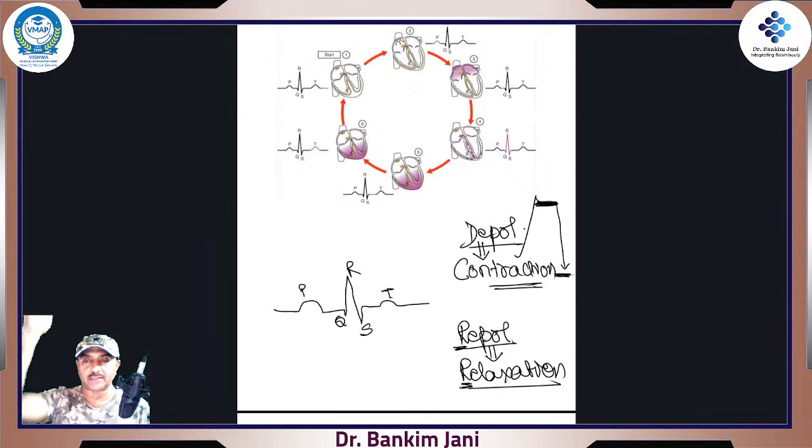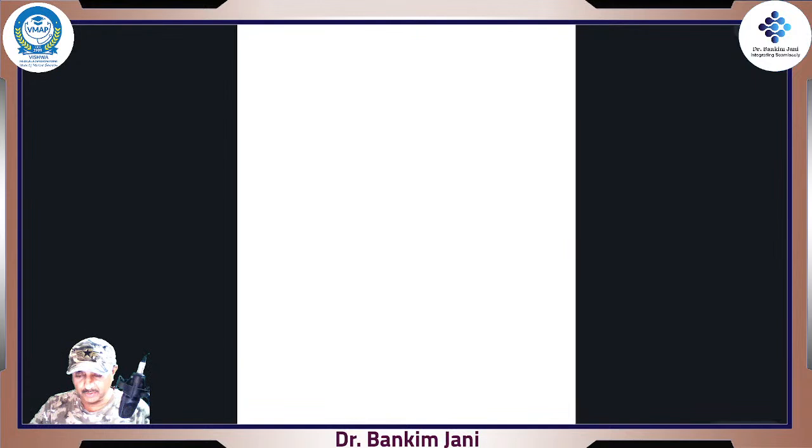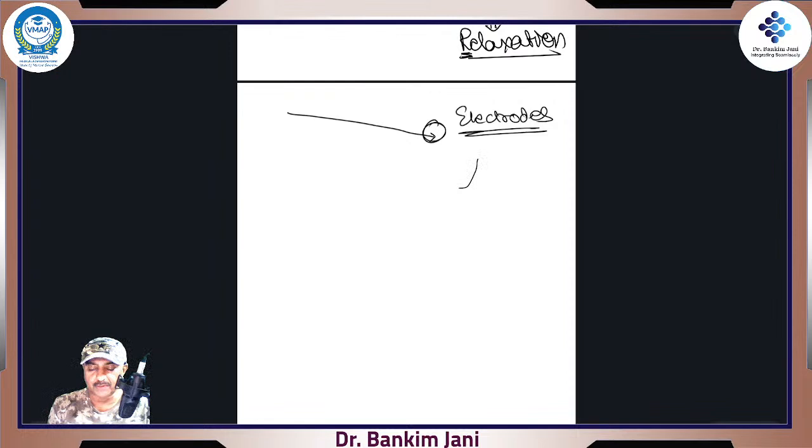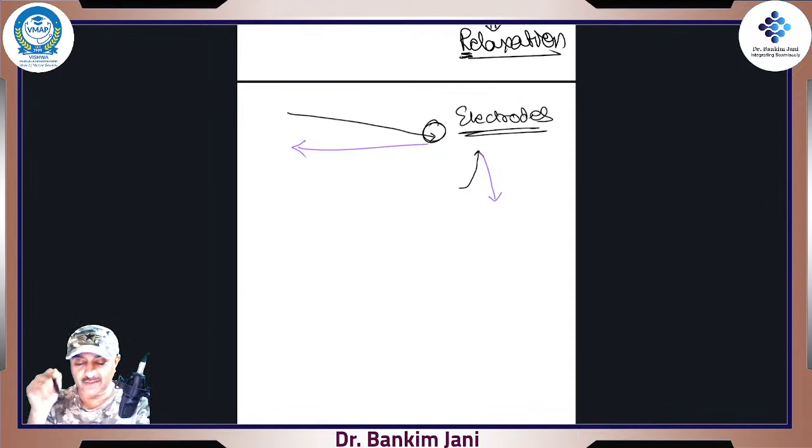What I mean by that is, let's add one more page. Say we cannot see the current, but we can see the effect of current. In the same way, our electrodes are there. These are our electrodes. When the current comes to those electrodes, the result would be a positive spike. When the current goes away from them, there would be a negative fall. So this is the basic principle of the entire ECG: whether the current is coming towards that electrode or not.